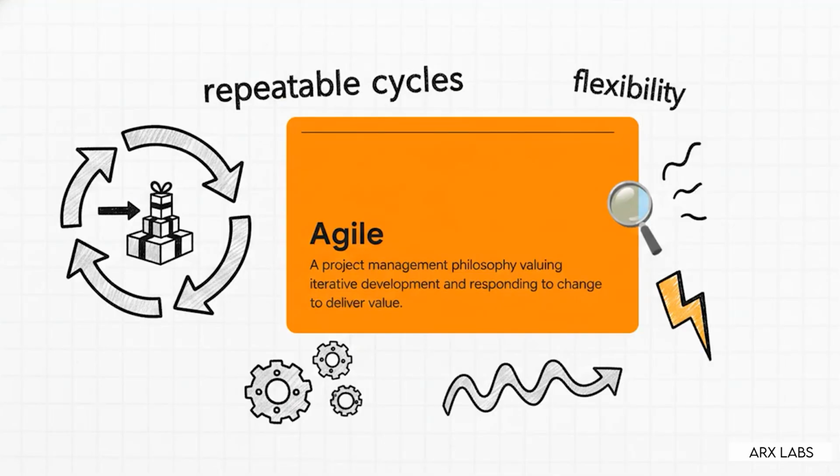See, Agile isn't really a set of rules. It's more of a mindset. It's a philosophy that says, hey, we value collaboration and responding to change more than sticking to a rigid plan. The ultimate goal isn't to perfectly execute a plan we made 6 months ago. It's to deliver real, working software to our users over and over again in these short little cycles.